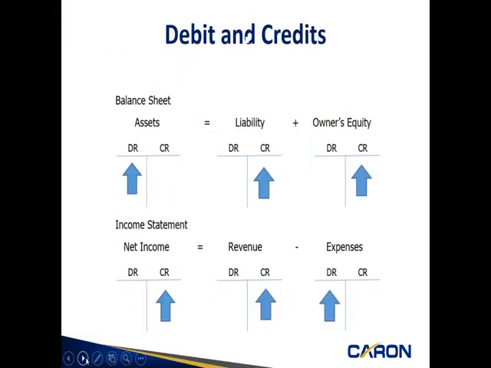Let's go to the next screen. And on this screen, I have spent some time just outlining the basic debits and credits. So if you have an asset and you increase the asset, you would debit it. That means you would enter it on the debit side. Okay, it's not a good thing or bad thing. It just means that if you increase the asset, you would do a debit. Likewise, if you decrease the asset, you would do a credit.